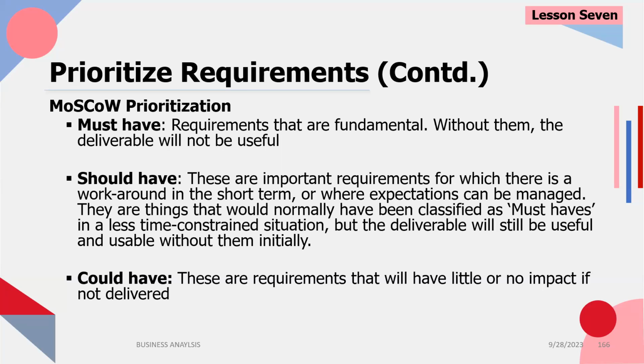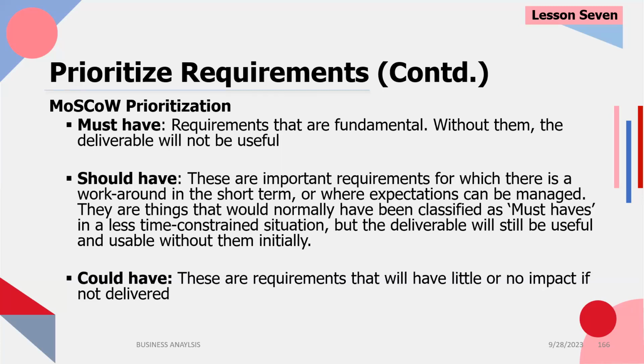Then we have the should-have. These are important requirements that we could find a workaround for in the short term. Or if we had a bit more money or a bit more time, they would become must-haves. But given the fact that we don't have money to build them right now, we don't have the time, and we can find a workaround, right? Then they become should-haves. We will still be able to use the solution if we don't build it.